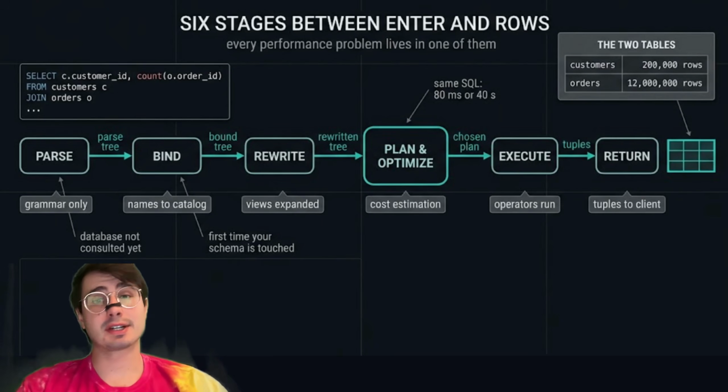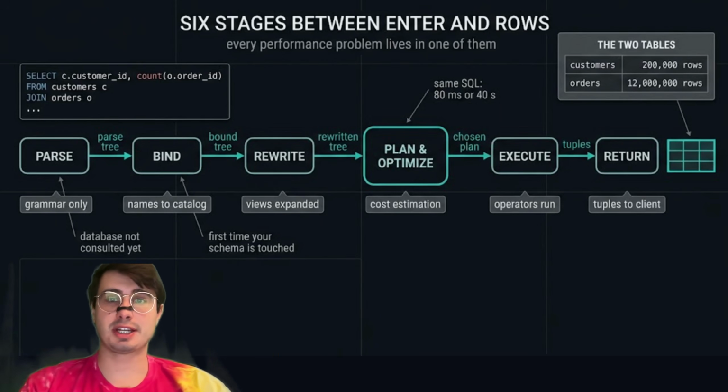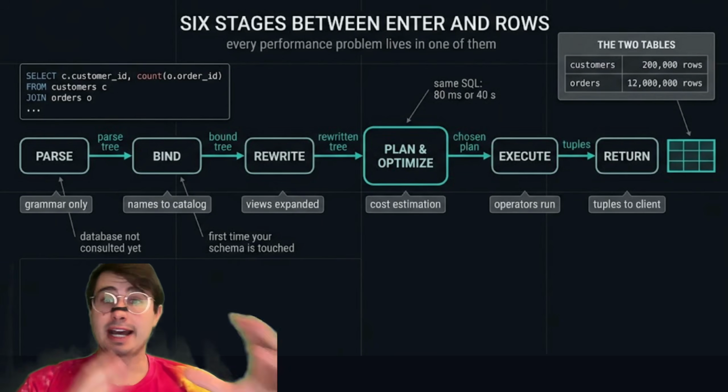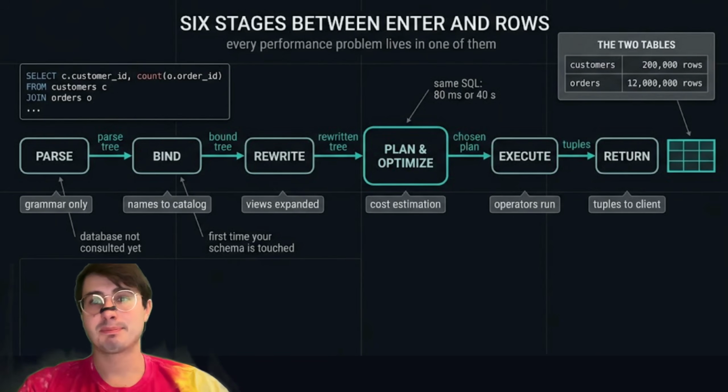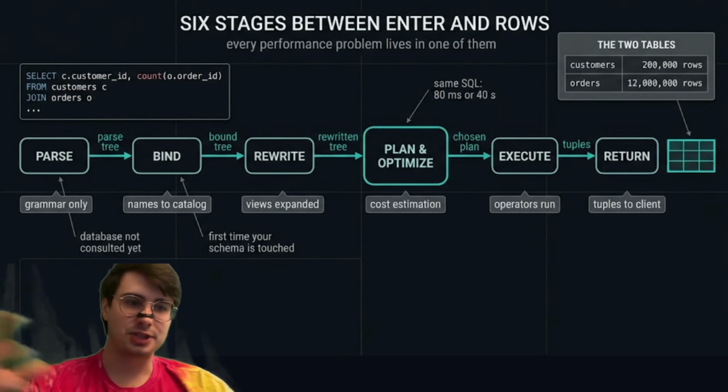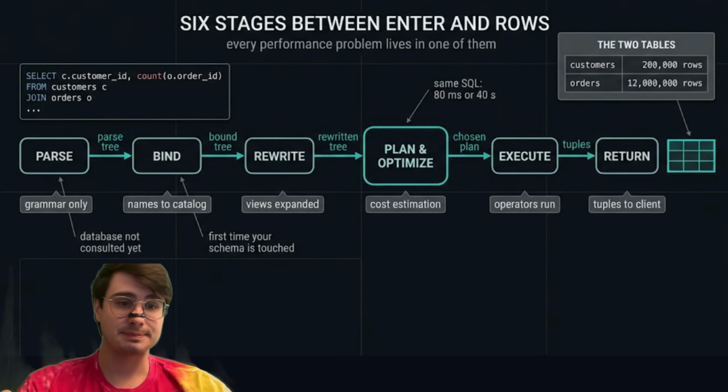And a lot of the pain you're going to experience is going to be within stage four, right, where it plans and optimizes the different ways to answer the query and picks one. And that's what most of this video is going to talk about, right? But these earlier stages also explain a whole category of confusing errors as well. So we'll start at the top with parsing and binding.